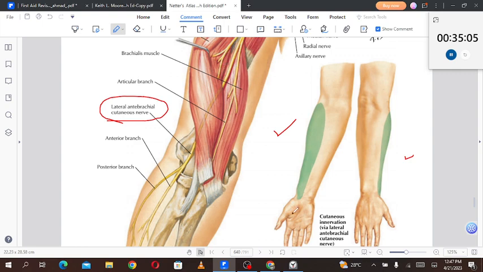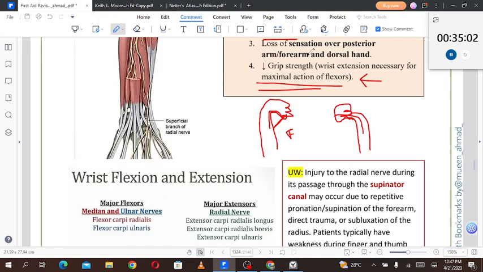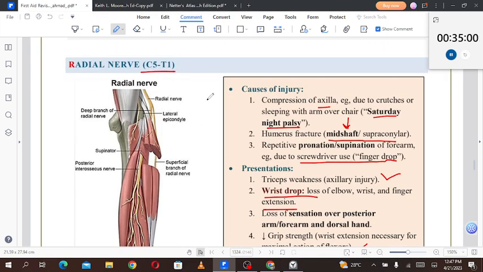Here and here. Then moving forward to our picture, PDF, sorry. So here you can see the radial nerve. The radial nerve is coming from here. Okay, it can be damaged in the mid shaft. So it is the distal end of the humerus over here.